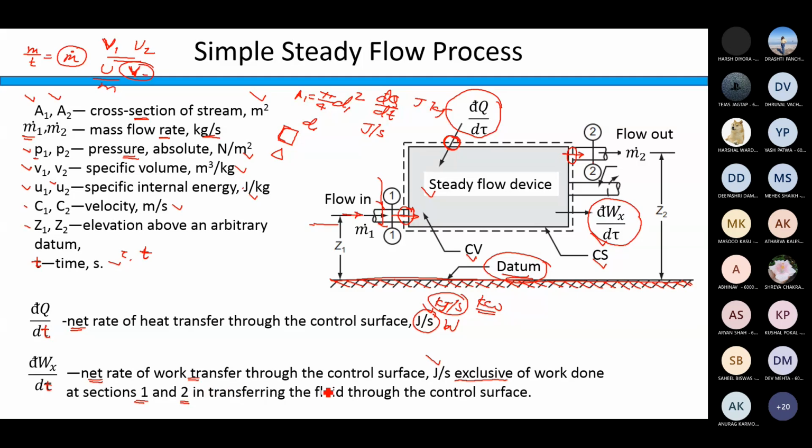That is what the meaning is: net rate of work transfer through the control surface in joule per second, exclusive of work done at sections 1 and 2. So we have to separately treat those works happening at sections 1 and 2. We already talked about the flow work, which is happening at the inlet and exit. So flow work at the inlet section, flow work at the outlet section. We have to account for those works separately. They are not included in this. So what is this dWx by dt made up of? I am going to talk about it more in the next slide. Can I go to the next slide now?